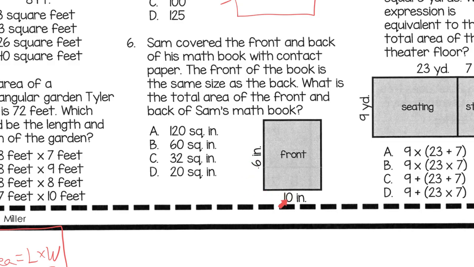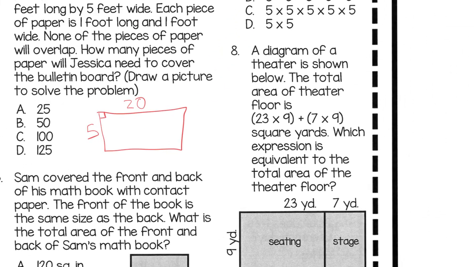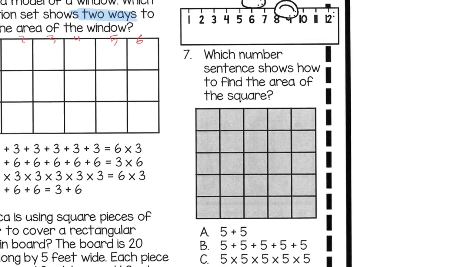6 inches long, 10 inches wide. We know that we need to multiply those numbers to get the square inches, okay? So we know that 10 times 6 is 60 square inches, but there's 2 of them. So I'm going to need you to double that number to find your answer. Pause this video, find that answer, circle it, and then meet me at number 7.